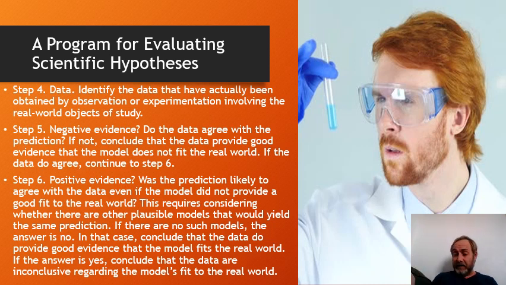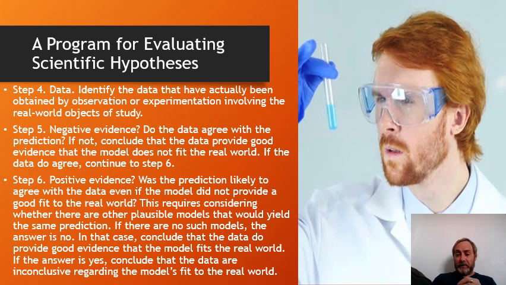Now, if there isn't negative evidence, if the data does agree with the prediction of the model, then we'll move on to step 6. So if there's positive evidence, now we need to ask, that's not enough. That doesn't mean that the model is true. We need to then ask, was the prediction likely to agree with the data even if the model didn't actually fit the real world? Another way of asking this question is, is there another plausible model that would give us the same prediction? If there is, then it was likely that the agreement would happen either way.